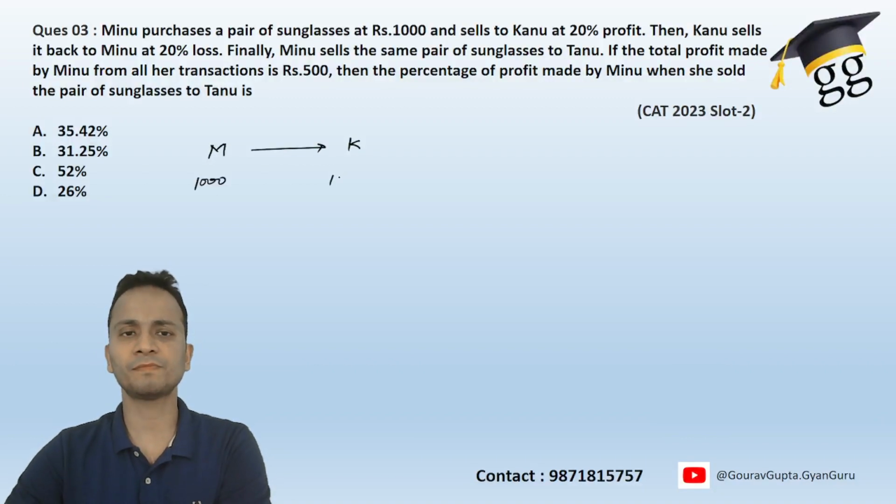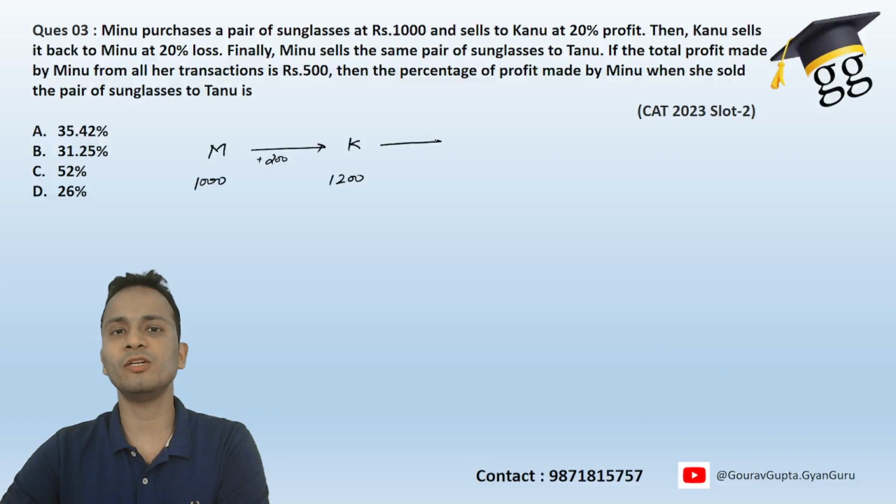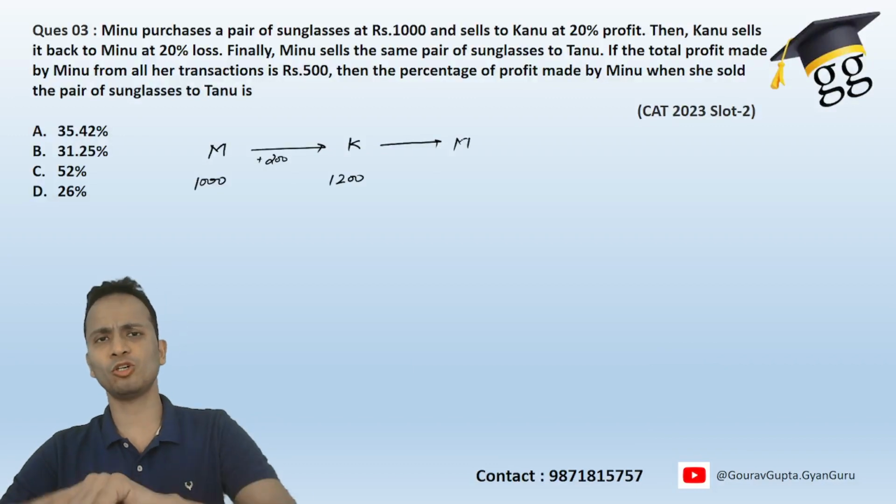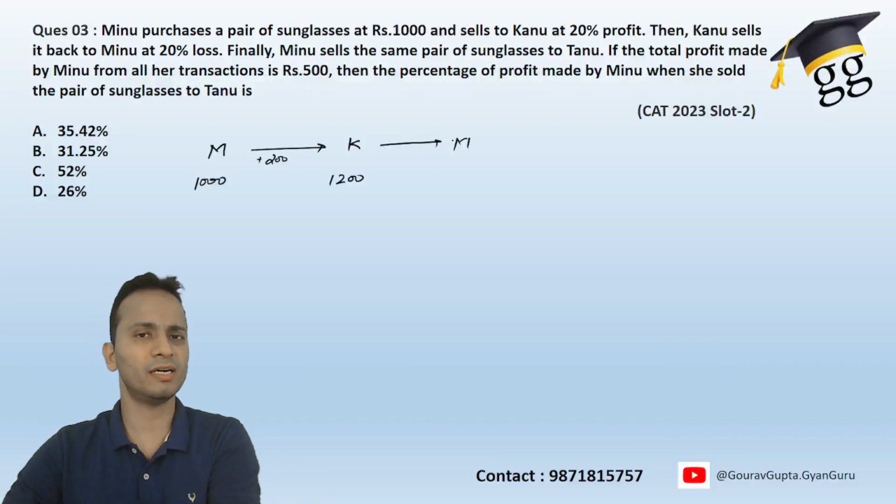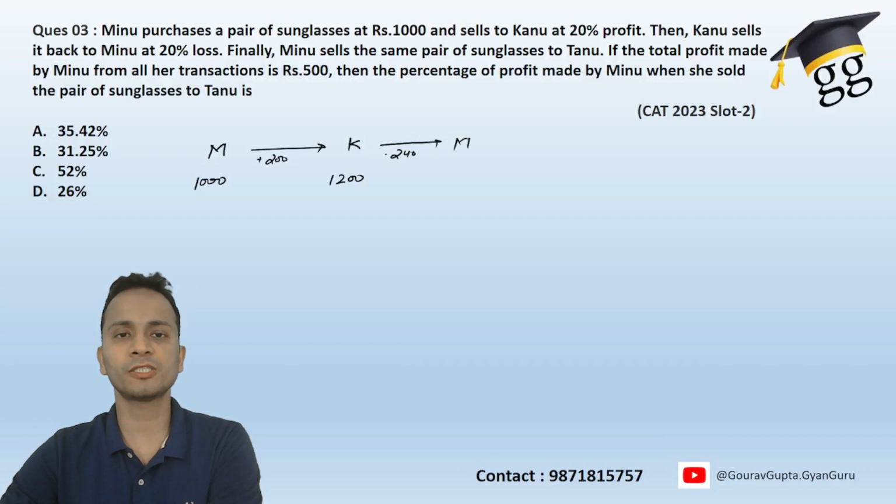So that means 1200 rupees at a profit of 200 rupees, right? Then Kanu sells it back to Minu. I'll not go back. I'll write Minu in the forward direction at 20% loss. So 20% loss means 240 loss. Okay, so the article is now sold at 960 rupees.